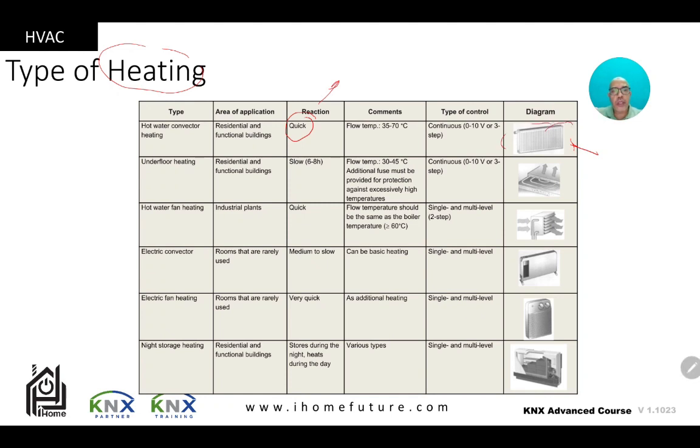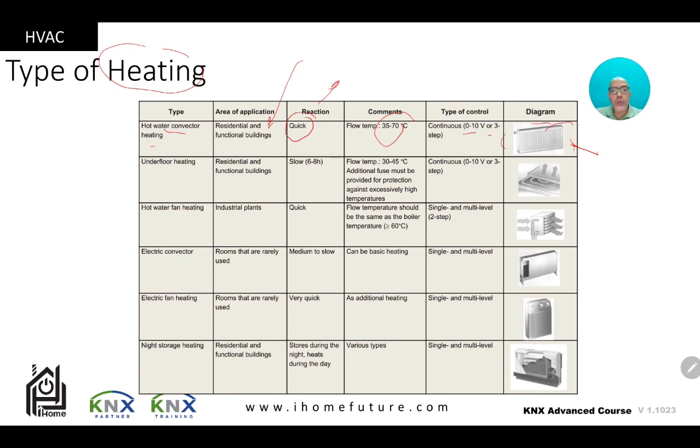This is very famous in Europe, by the way. This is the hot water convector heating. It is useful for residential and functional buildings. The reaction is quick, and the flow temperature is from 35 to 70. It uses continuous 0 to 10 volt control or 3-step control.